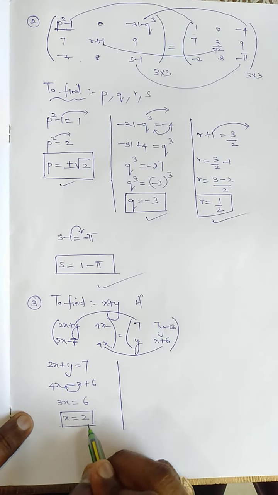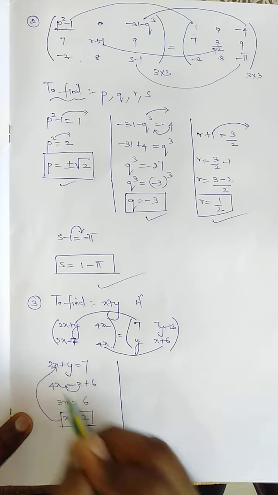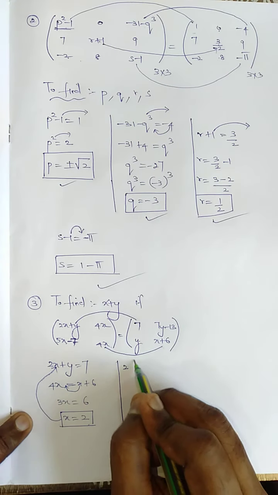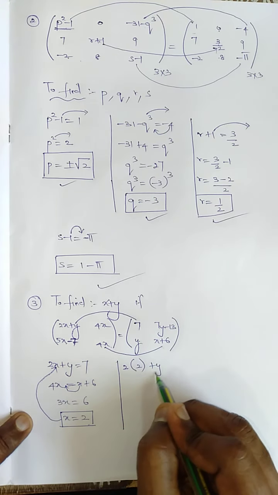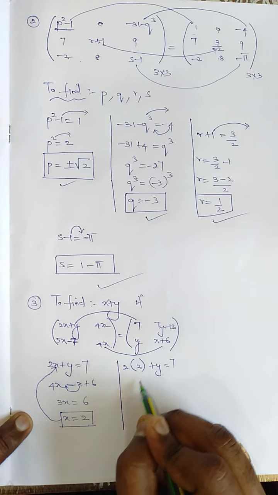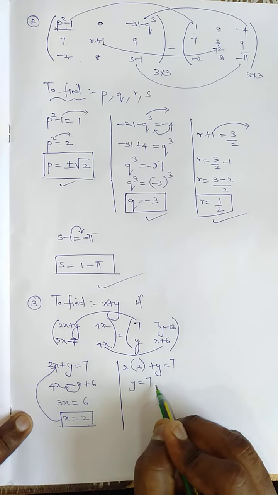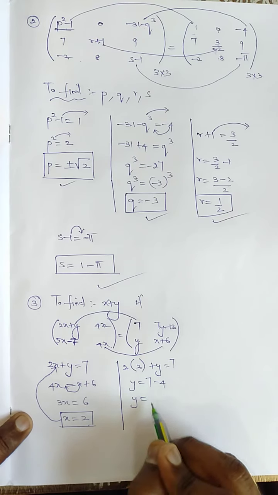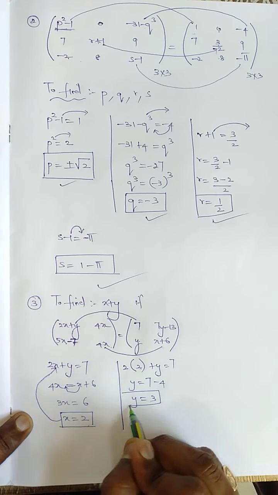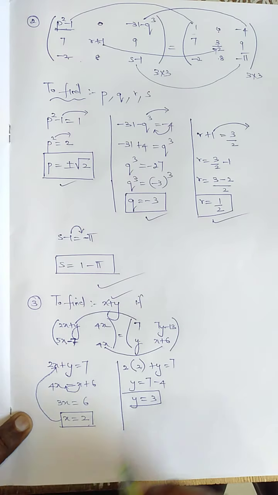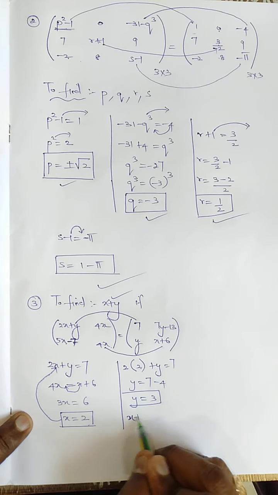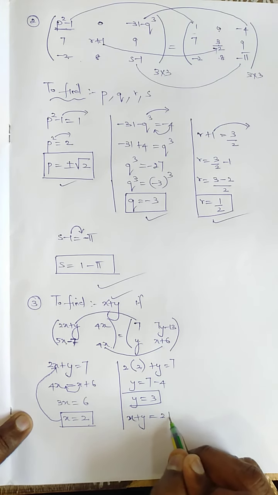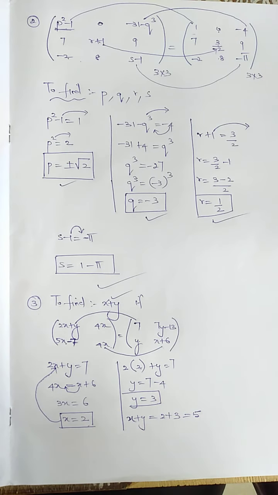After finding x, I can apply the x value 2 here. So applying 2 for x, 2 into 2 plus y is equal to 7. 2 twos are 4. y is equal to 7 minus 4, which is 3. We need to find x plus y. So x plus y is equal to, x value is 2, y value is 3, 2 plus 3 is 5. So this is the required answer for this sum. Very easily we have found the sum. Thank you.